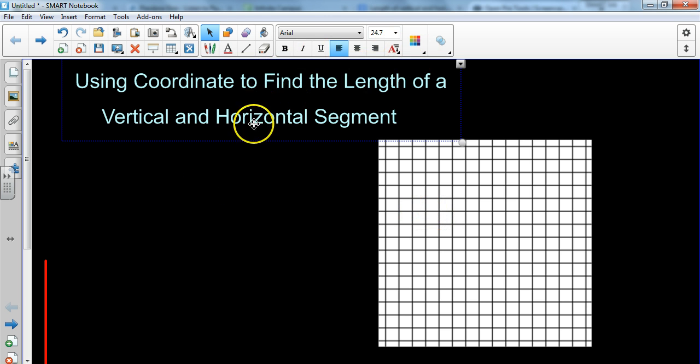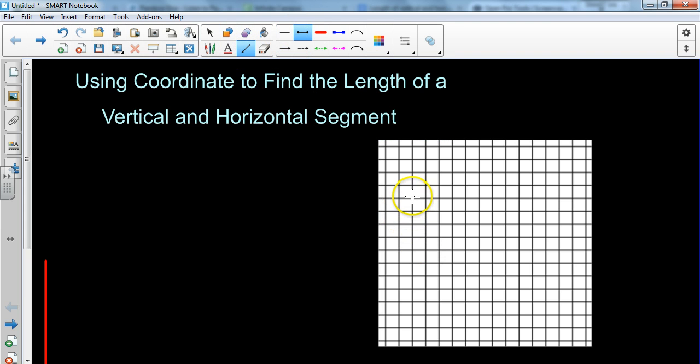So this video is just going to be on how we find the length of a vertical, meaning up and down segment, or a horizontal, being laying down, basically, right? So let me grab my segment tool, and length of a segment is typically just going to be counting units, right? So how long is this segment right here?